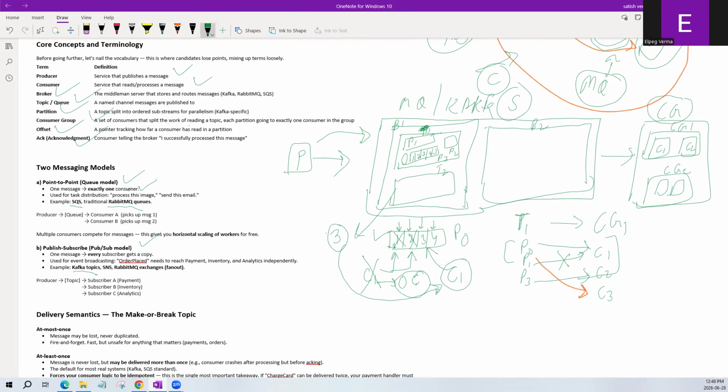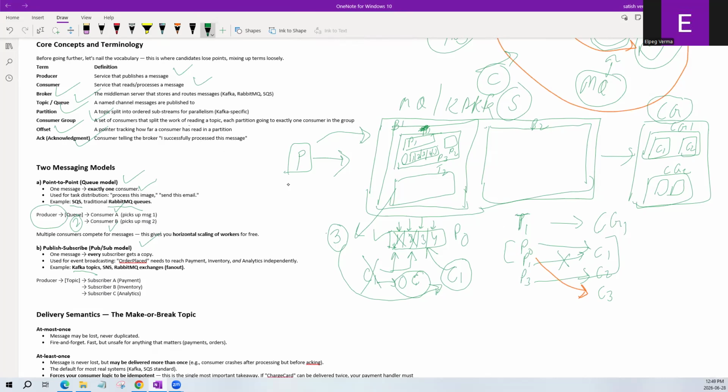Okay, so let's discuss this point to point first. So producer will send the message to the queue, then it is going to have two partitions. Then we have consumer A reading message one, and consumer two picks up message two, right? Again, point to point, message one exactly one consumer.